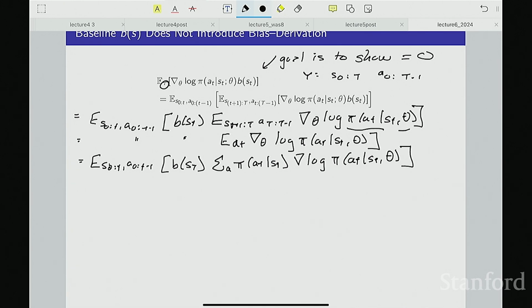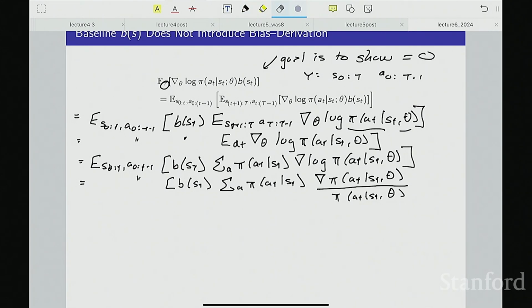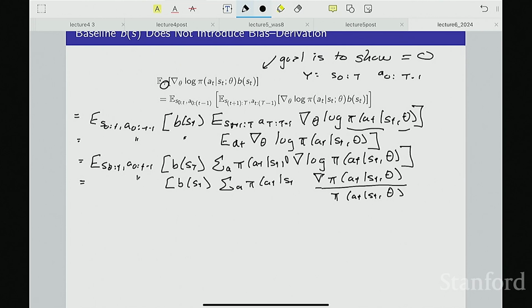Okay, but once we have that, we can apply the likelihood ratio, or we can think of what this derivative is. This derivative is equal to b of s_t, sum over a. The derivative of log is just going to be the derivative of the things inside divided by the thing inside. Let me put a theta in here to make it clear that all of this is a function of my current theta. So I just took the derivative of the log, but when we see that, we realize we can cross those out, because that's the same. Okay, so now what do we have?